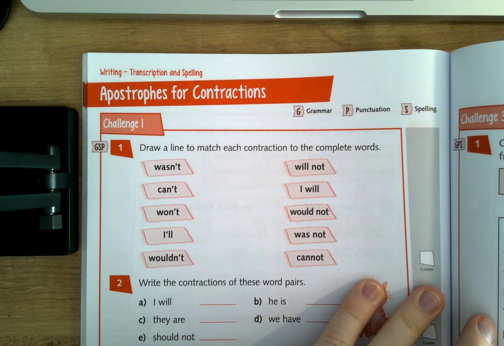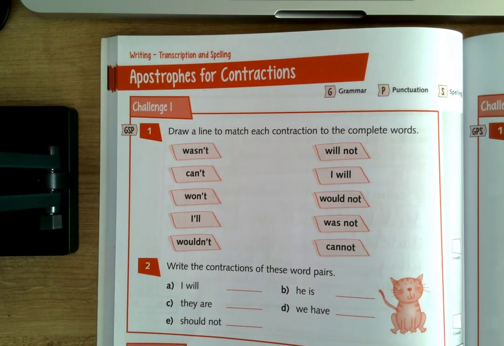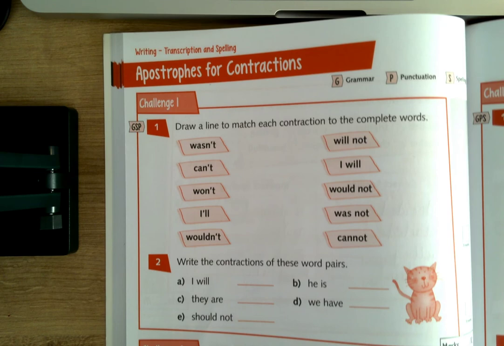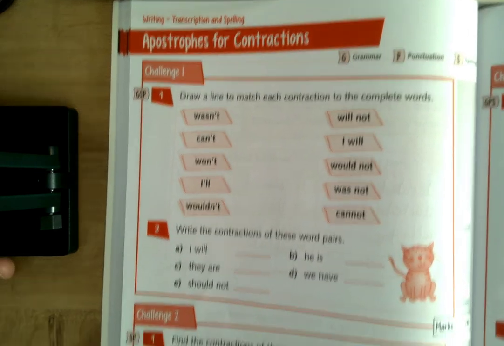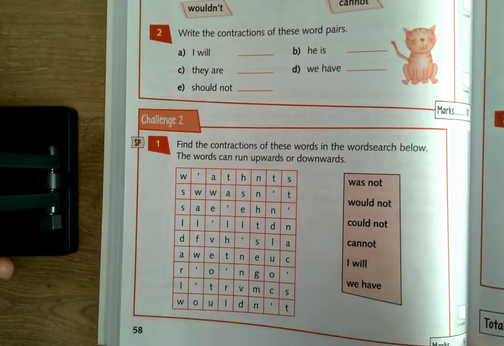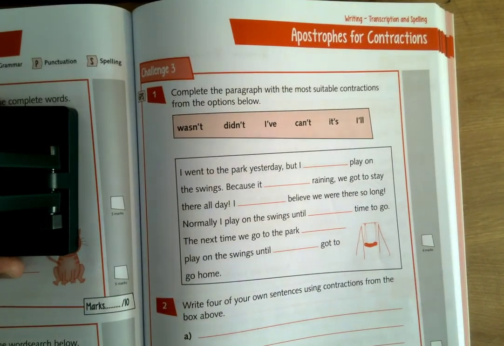The main task, though, is to complete pages 58 and 59. Page 58 is easy peasy, straightforward. You have an apostrophe word search here to have a go at. Now, let's look at page 59.